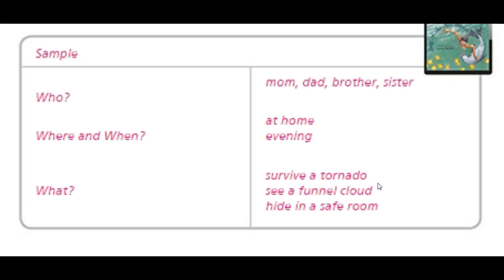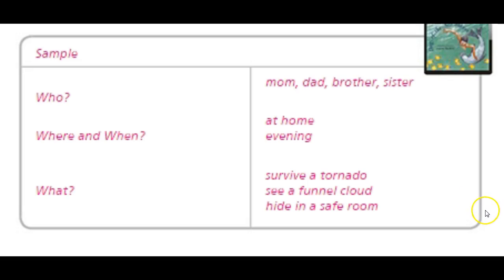Now think about the characters and setting of my narrative. I think the setting will be at home, so I will write that in the where and when section of my list. The characters are probably family members, so I'll write the family members in the who section. Mom, dad, brother, sister. Okay?